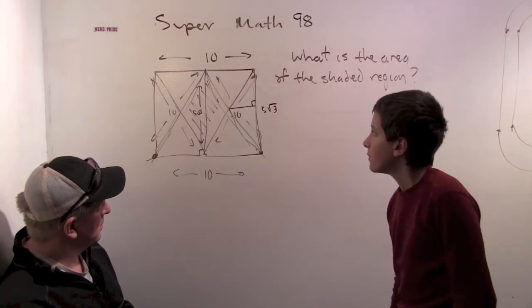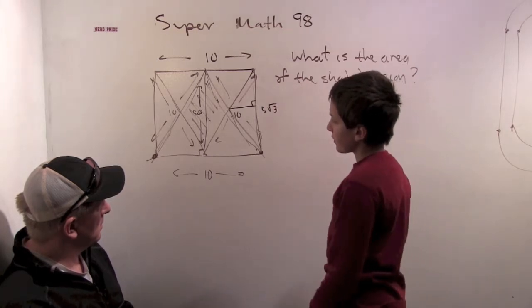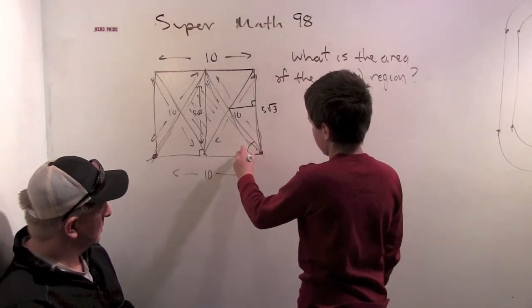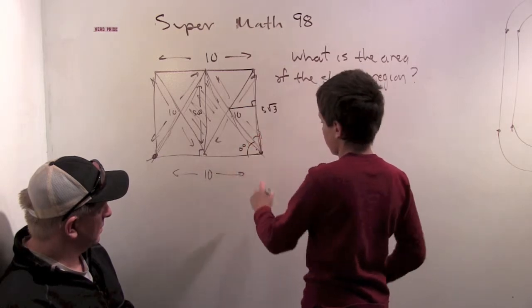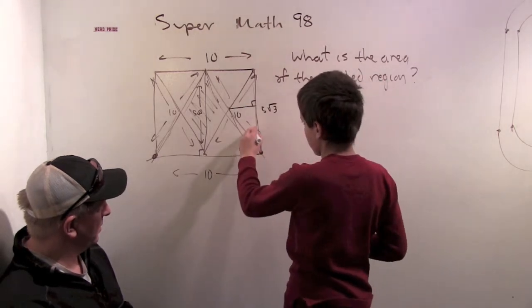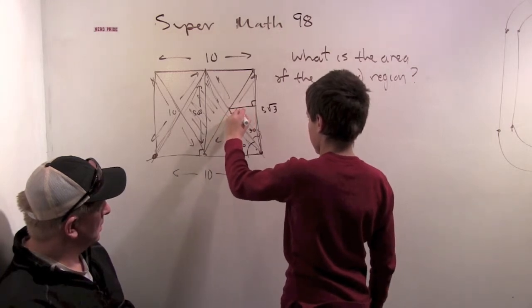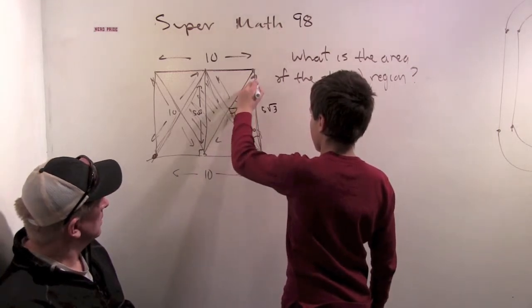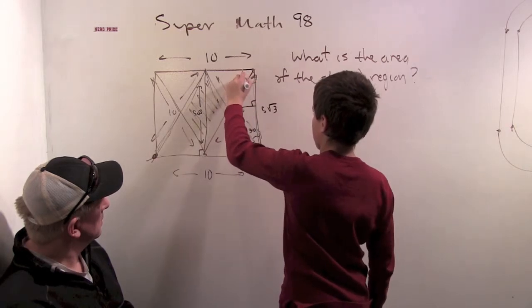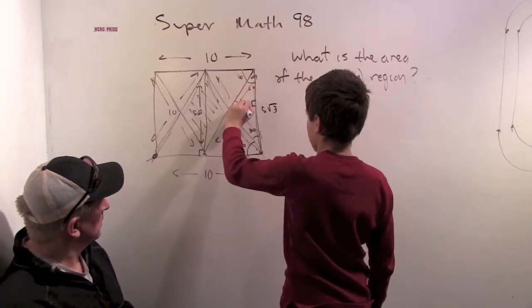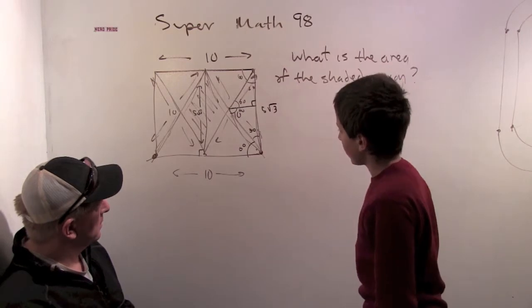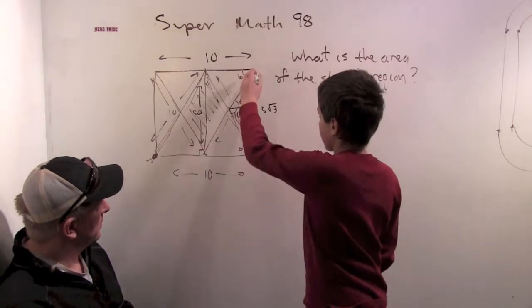Well, I know that this angle is 60. I know that's 30, which means this is 60. And this is 60 up here. That's 30 and that's 60. Okay. So now we have a 30, 60, 90 triangle.